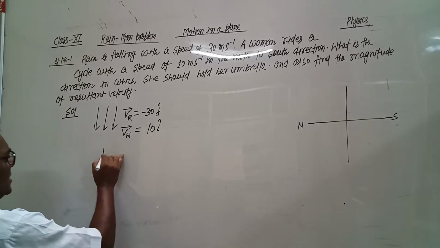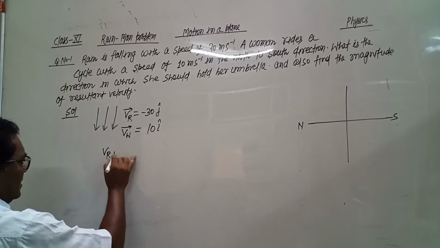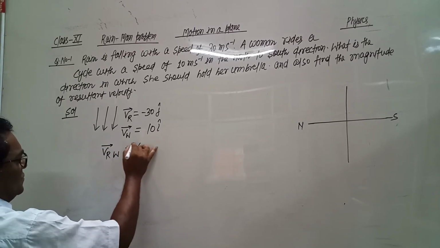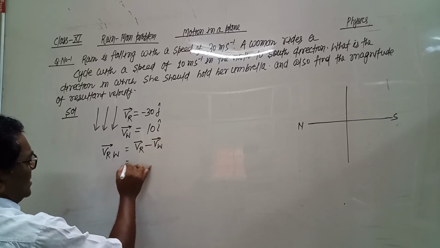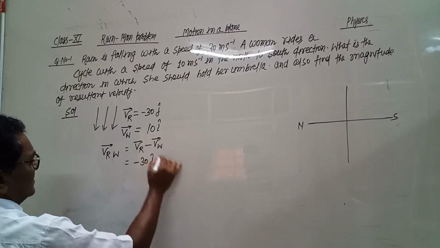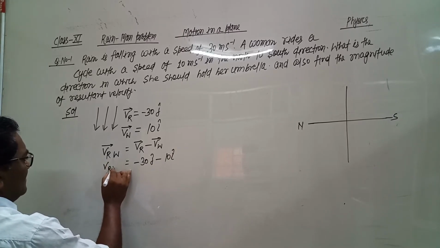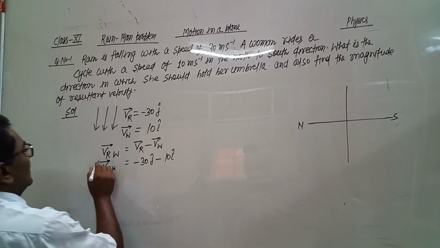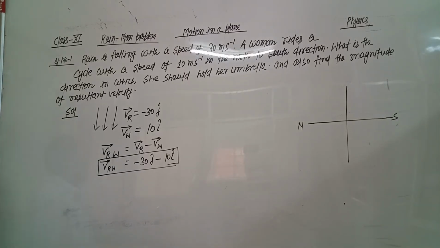Now we find the velocity of rain with respect to the woman. So Vrw equals Vr minus Vw, velocity of rain minus velocity of woman. Velocity of rain is minus 30 j cap, minus velocity of woman is 10 i cap. This is the relative velocity of rain with respect to the woman. Vrw equals minus 30 j cap and minus 10 i cap.